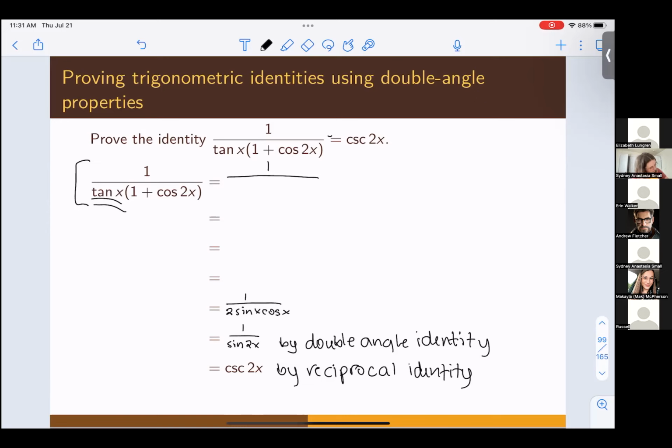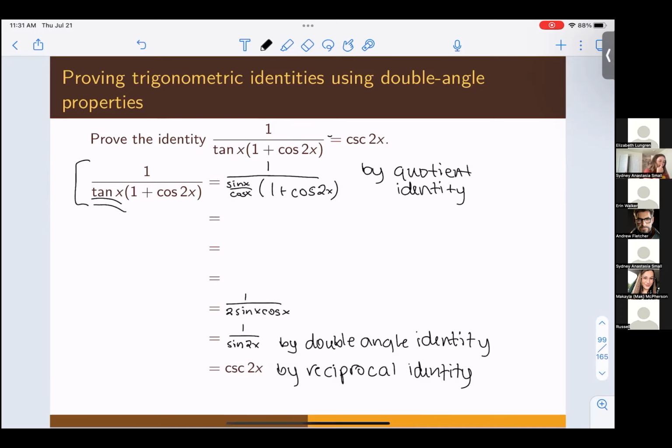So just getting rid of the tangent, I have 1 over sine x over cosine x. That's just tangent by the quotient identity, times 1 plus cosine of 2x. Cool. I'm going to make sure to label. I used an identity here. This was by the quotient identity.